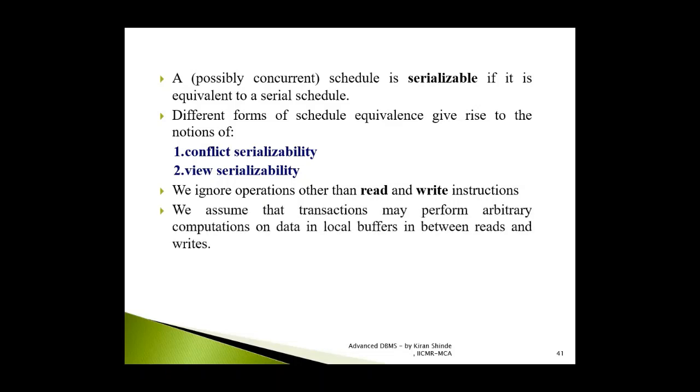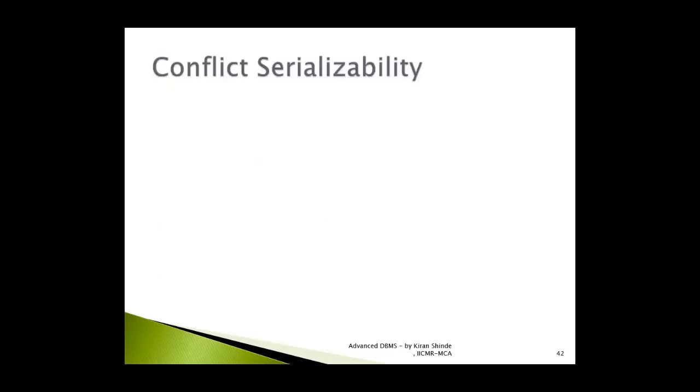We assume that transactions may perform arbitrary computations on data in local buffers in between reads and writes, because we cannot avoid the realistic scenario that between the read and write there are certain operations taking place. But we will be focusing only on read and write. So let us first understand the first form of serializability, and that is conflict serializability.